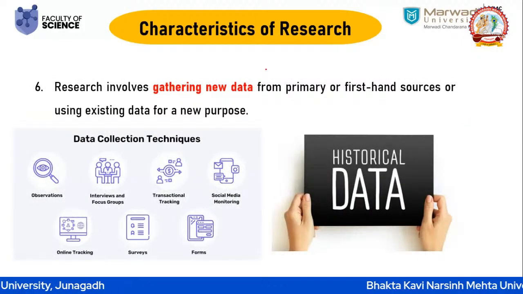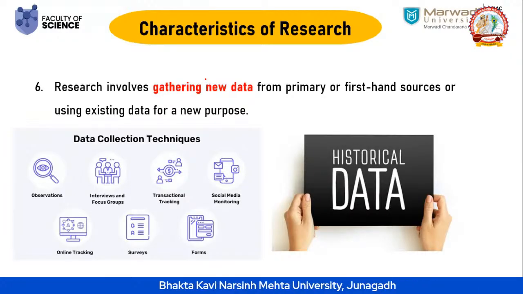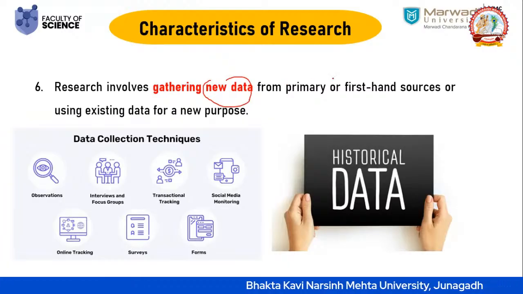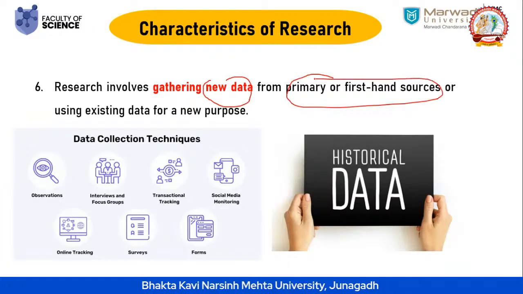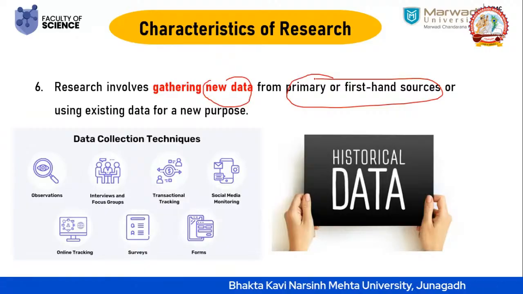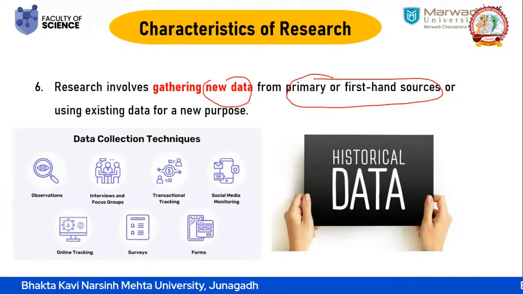Next is, research involves gathering new data. Gathering new data means whatever data is not yet present in an existing form will be considered new data from primary or first-hand sources. As I said, whatever research you are presenting might be the base of other research. So whatever research you are doing, you take certain primary or first-hand sources, and then you propose your new research. This is how you can do it.